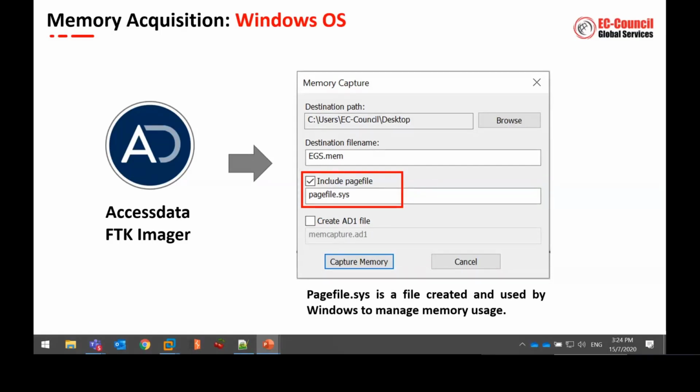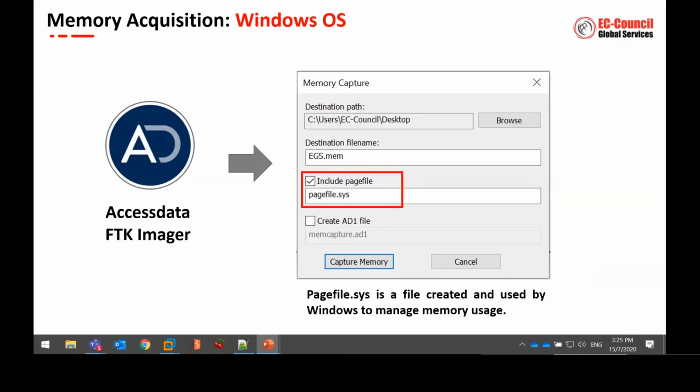Another reason that I love the AccessData FTK Imager, as you can see in my presentation, is that it can easily include the page file for you. That means at the same time, I can dump the memory and I can dump the page file. If you are not aware of what the page file is, you may read about it later, but in short, the page file is a file created and used by Windows to manage memory usage.